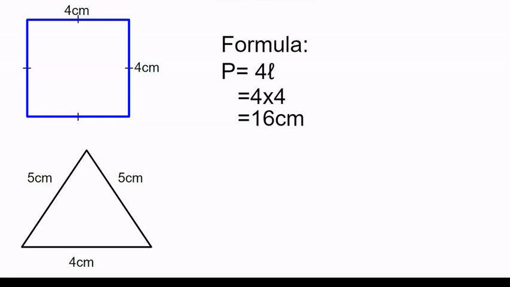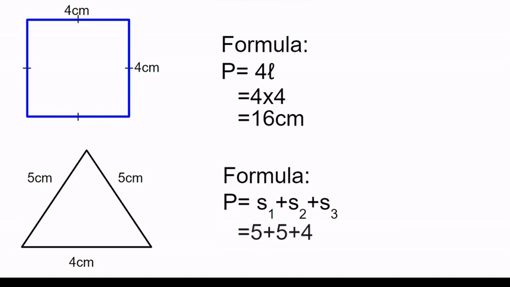Now let's move on to this triangle. The formula of a triangle is that perimeter equals side 1 plus side 2 plus side 3. All you have to do is add up all the sides in a triangle. So we have 5 centimeters plus 5 centimeters plus 4 centimeters, since the side lengths are 5, 5, and 4. And this gives us 14 centimeters, which means that the perimeter of this triangle is 14 centimeters.